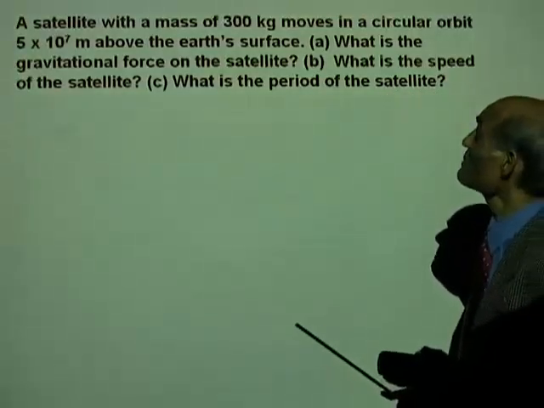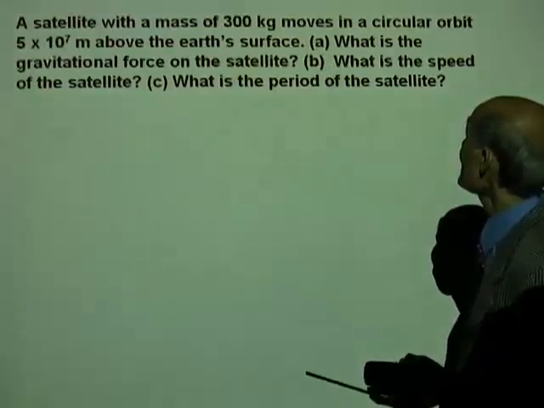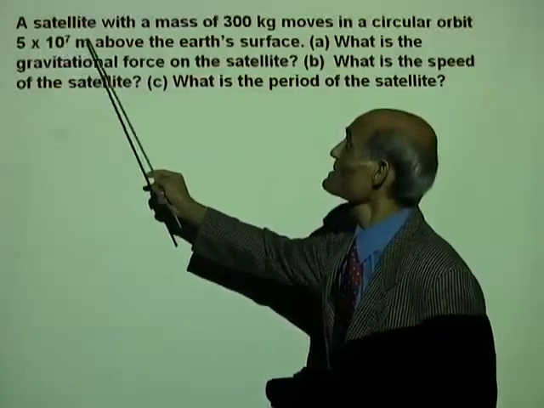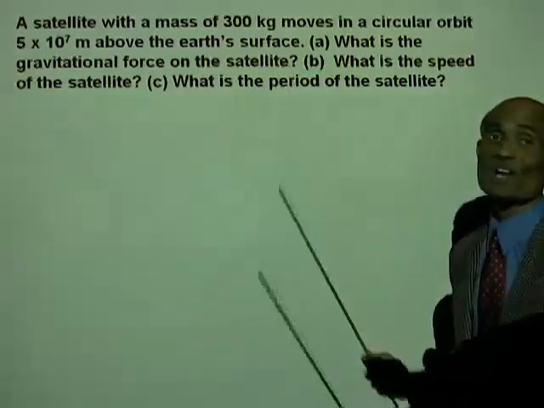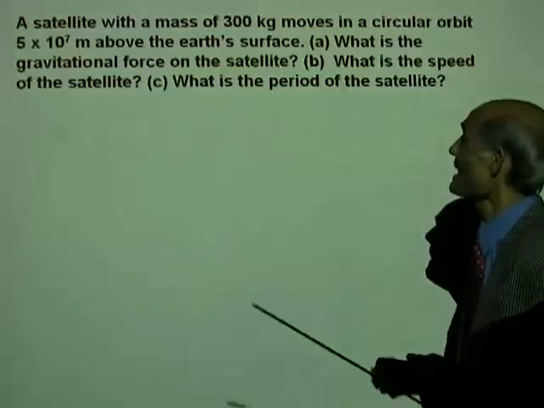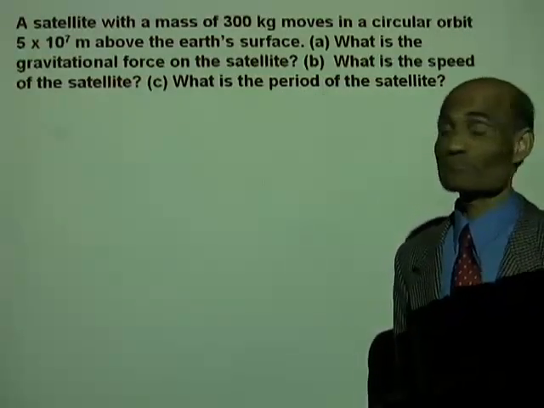A satellite with a mass of 300 kilograms moves in a circular orbit 5 times 10 to the 7 meter above the Earth's surface. What is the gravitational force on the satellite? What is the speed of the satellite? What is the period of the satellite?